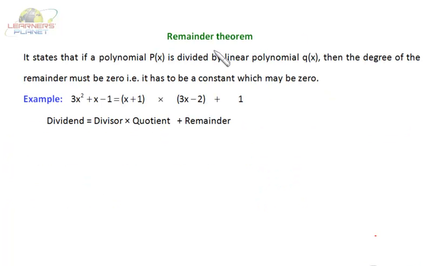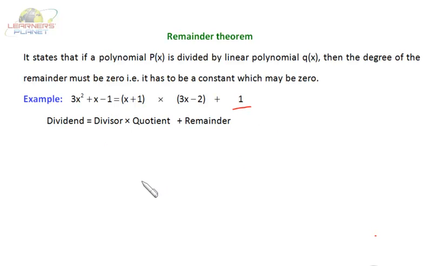Now let's discuss the remainder theorem. It states that if a polynomial p(x) is divided by a linear polynomial q(x), then the degree of the remainder must be 0. That means it has to be a constant, and this constant may be 0. I take an example. 3x square plus x minus 1 can be written as (x plus 1)(3x minus 2) plus 1. Here this 1 is the remainder.